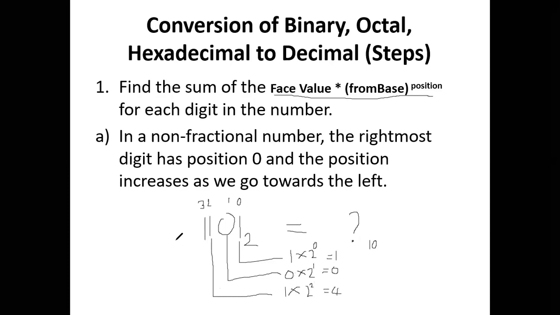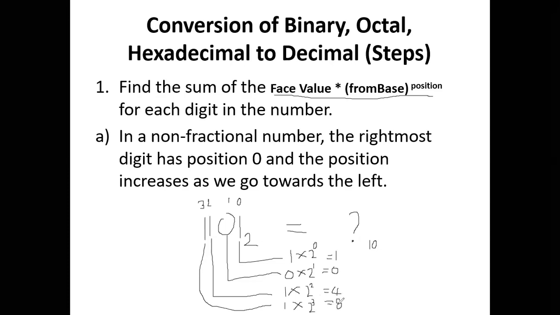Okay. Then we have the last one here, which is the first value is 2, is 1. Then what is the position? The base 2. What is the position? 3. 2 to the power 3 is 8. 8 multiplied by 1 is 8.